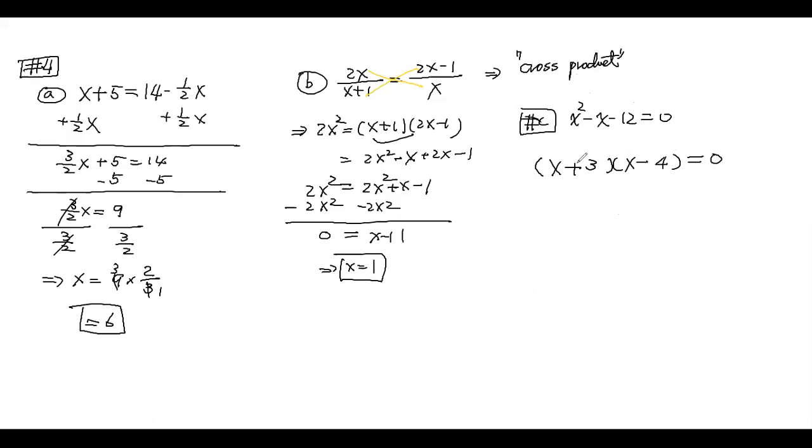Correct? All right, so that means if this number times this number equals 0, that means this one has to be equal to 0 or this one equal to 0, right? So this one equal to 0 gives you what? x equal to negative 3. If this one gives 0, gives you what? x equal to what? x equal to 4 here. So that will be my answer here. Okay, so let's take a look at part d here, right? Part d.